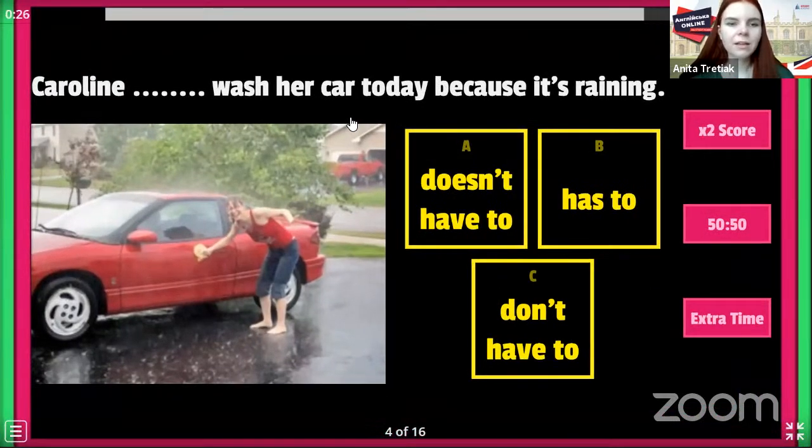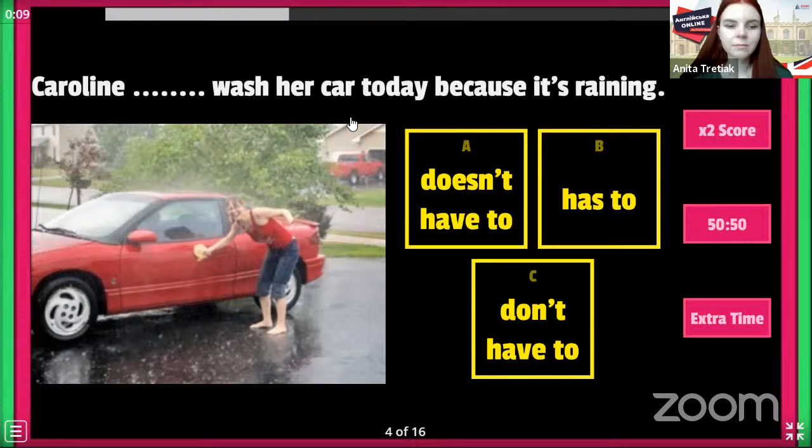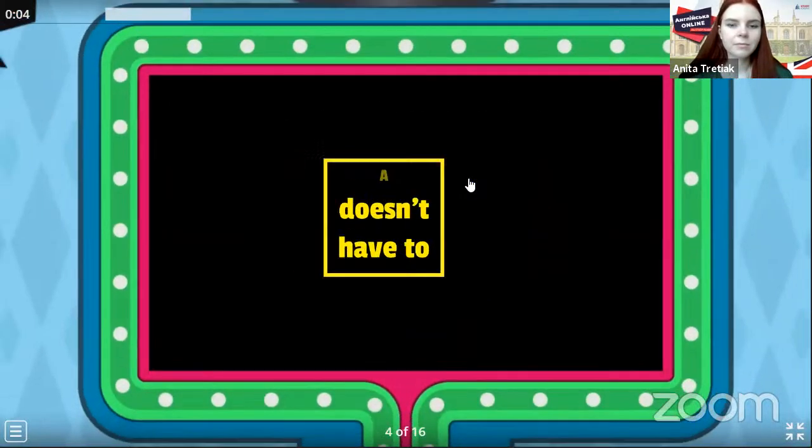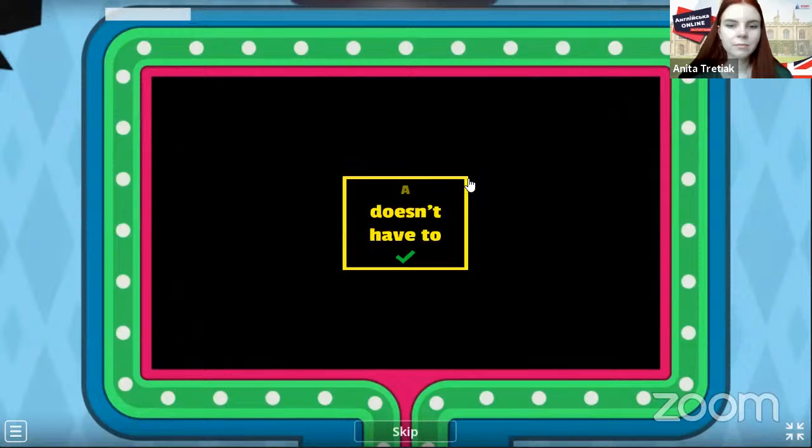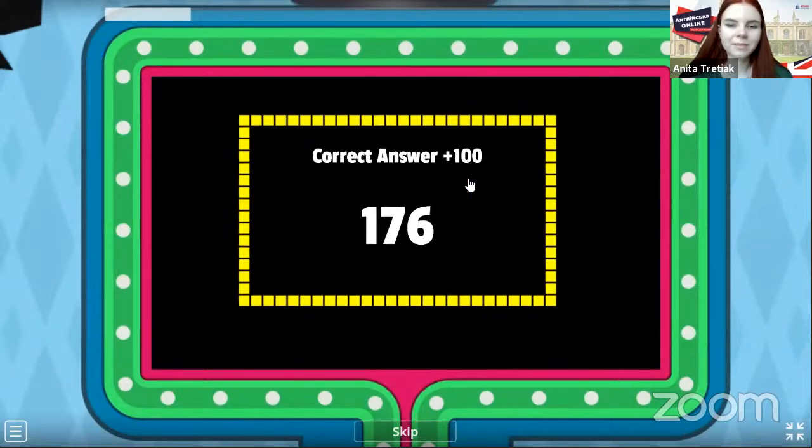So Caroline washed her car today because it's raining. Doesn't have to, has to, or don't have to. A, B, or C. Okay, and your answer is A. Okay. That was correct. Good.